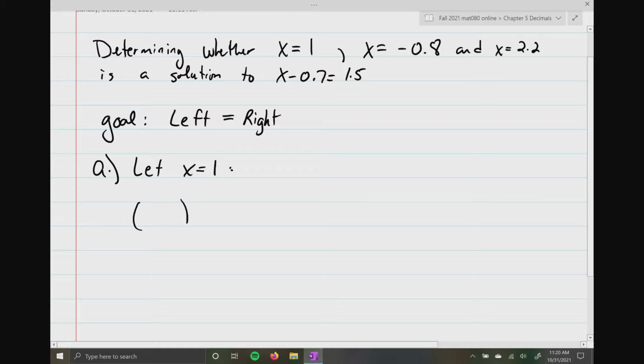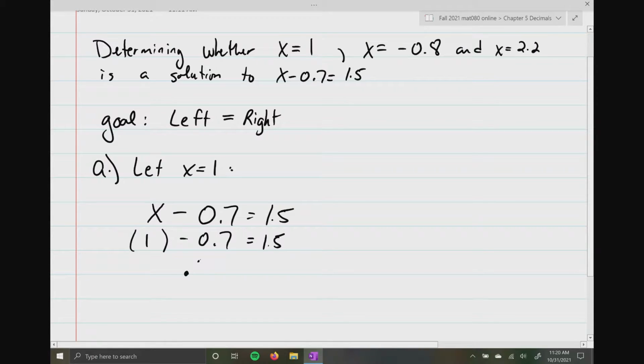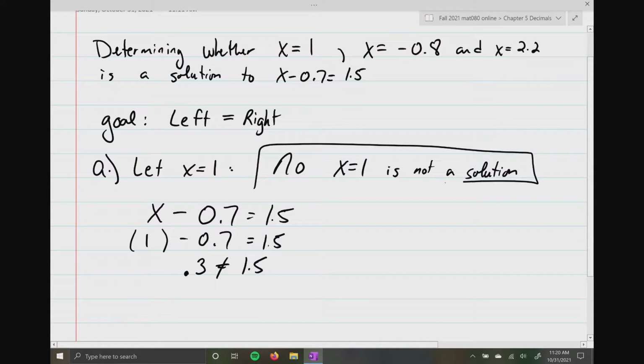So, you know what? Let's do it like this. We're going to rewrite the problem. We're going to make our substitution here in a second. Now, I personally will put parentheses first, and then I will put in what x equals. Now, 1 minus 0.7 is going to be 0.3, which does not equal 1.5. So, if I let x equal 1, the answer is no. X equals 1 is not a solution.